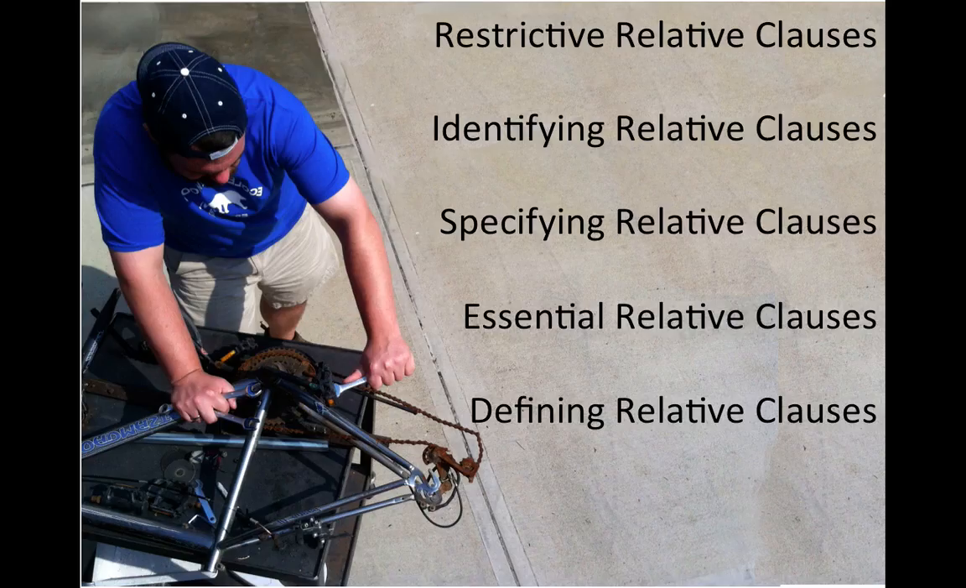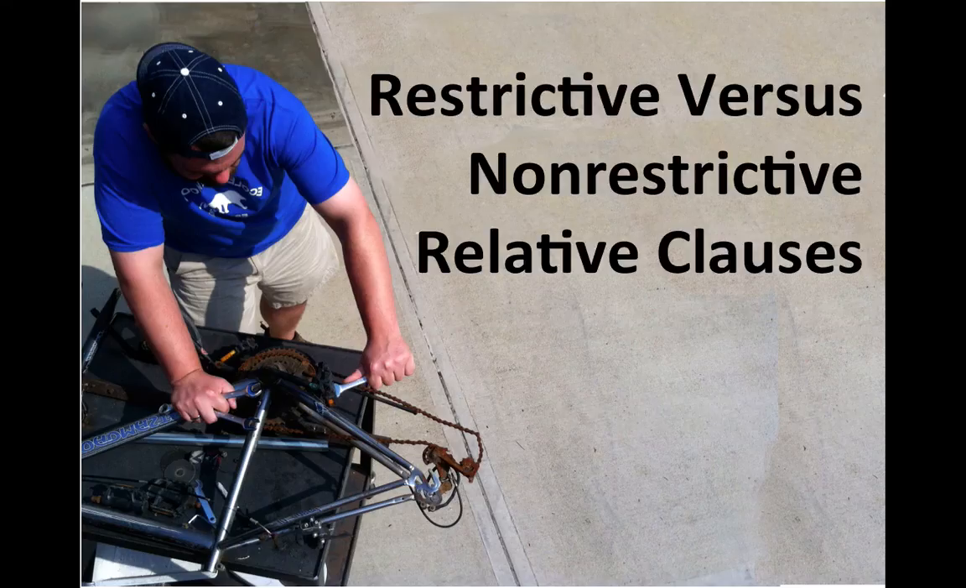So remember, restrictive, identifying, specifying, essential, defining relative clauses. These terms all have the same meaning, and they're a way to identify or specify which of the objects or people out of a larger group we're referring to. I hope that helps you understand restrictive versus non-restrictive relative clauses. It can be a real challenge, but don't give up. You'll get it.